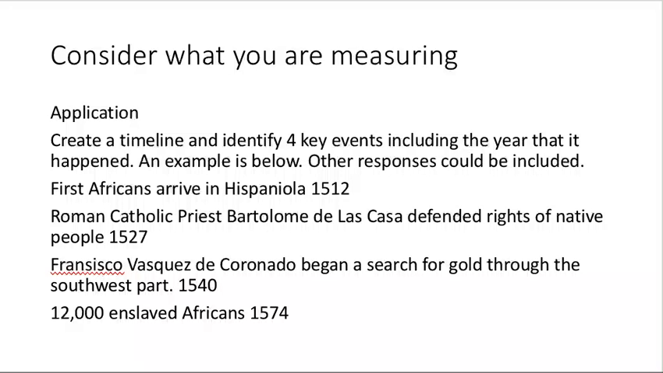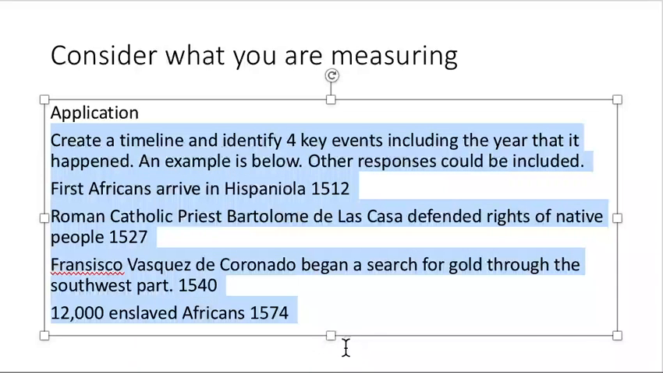Another issue is considering what you're measuring. So in this case, creating a timeline and identifying 4 key events, including the year that it happened. 2 things with this one. One, I want to make sure that you use the goals that I send you. It's really good if you end up making your own goals, and I will be having you do that for the final version of this assignment.